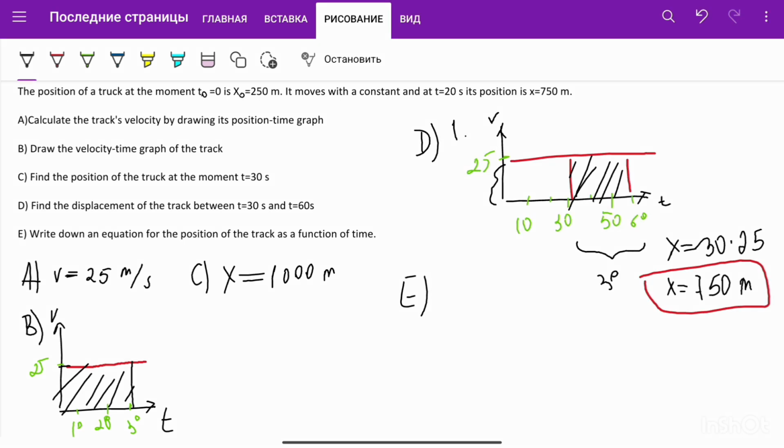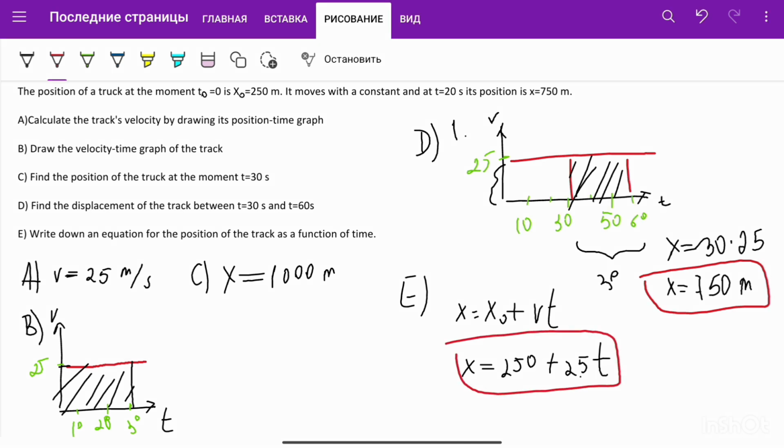The last question, E. Write down an equation for the position of the truck as a function of time. The question asks for a formula that can be used to find the position at any time. So this is the last formula that we learned: initial position plus velocity and time. So just replace them with actual values. If we put any number in the place of the time, we'll get the exact position of the truck at that time.